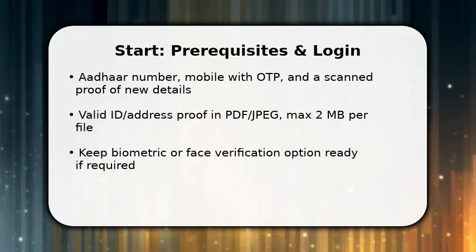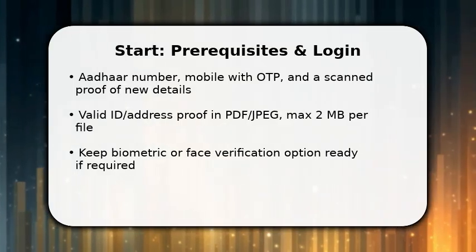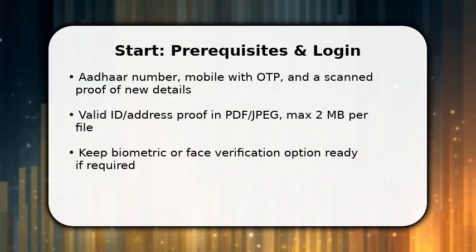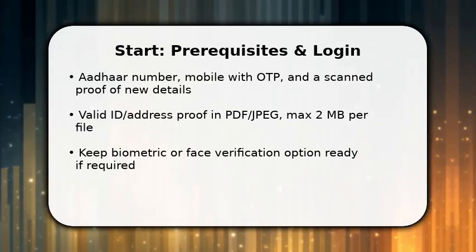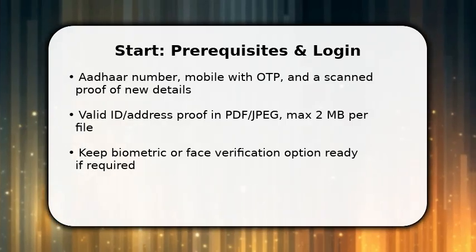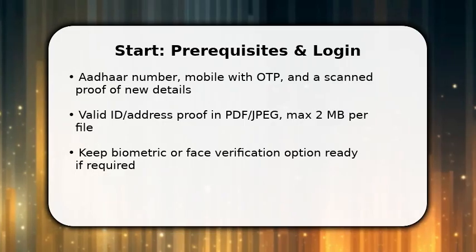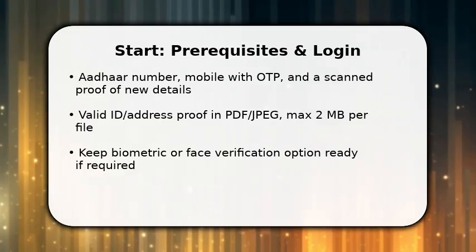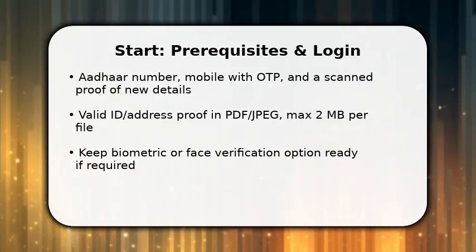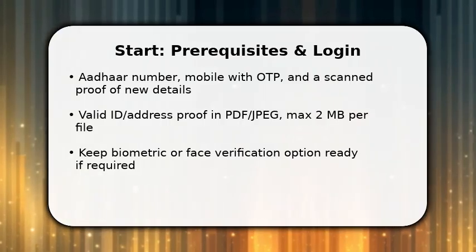You start by gathering essentials: Aadhaar number, the mobile with OTP access, and scan proof of the detail you want to change. Once that's ready, go to the official Update Aadhaar portal and choose Update Demographics. Make sure you select the correct field to edit, pick name, address, or mobile accordingly. Enter your Aadhaar and request OTP. You'll use it immediately. This step logs you into the secure session so you can submit changes.